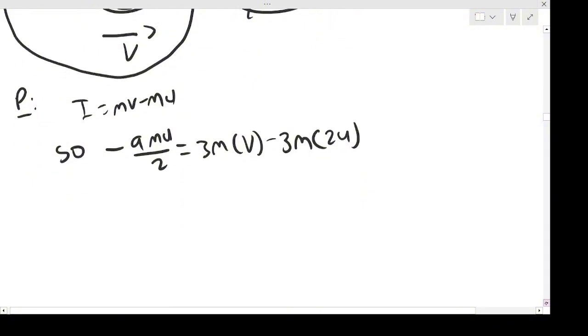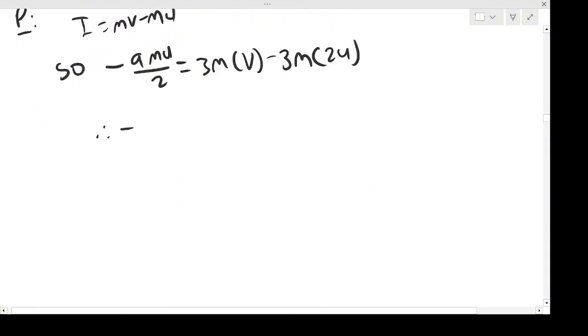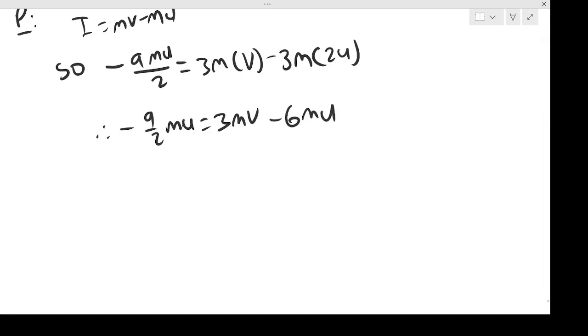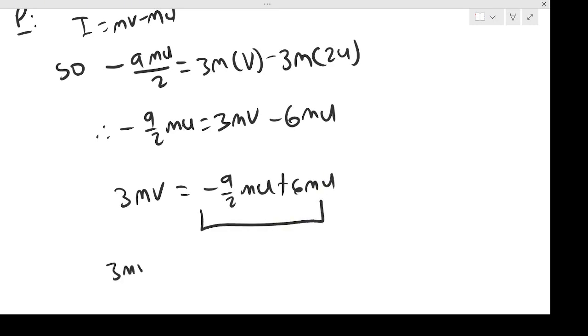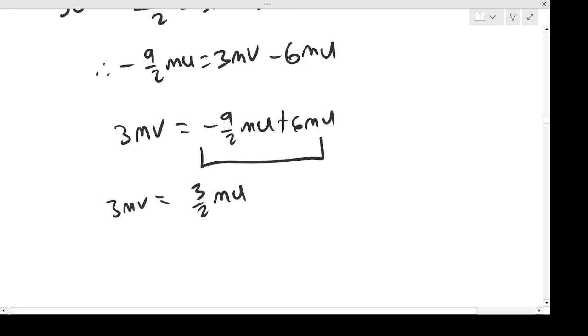Then I can solve for v, right? So that means minus 9/2 mu is 3mv take away 3m times 2u, which is 6mu. Then I can say 3mv. If I add 6mu to both sides, I get minus 9/2 mu add 6mu. Then I can collect the mu terms. So minus 9/2 lots of mu plus 6 lots of mu is 3/2 lots of mu. And there we are. Then I can cancel the m's out to get 3v is 3/2 u.